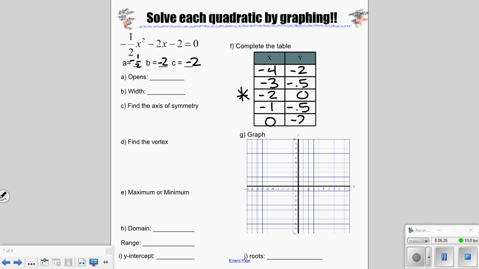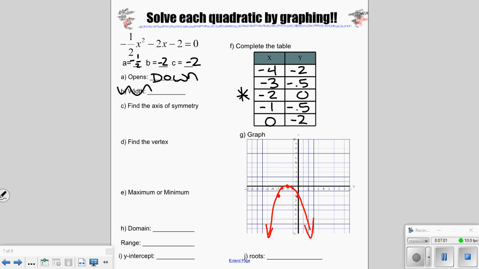Now, before I do anything else, I'm going to graph this thing. So I have -4, -2, -3, -0.5, -2, 0, -1, -0.5, and 0, -2. Go ahead and draw my parabola. This parabola, it's pretty easy to see that it opens down. The width, we do not have to worry about that.